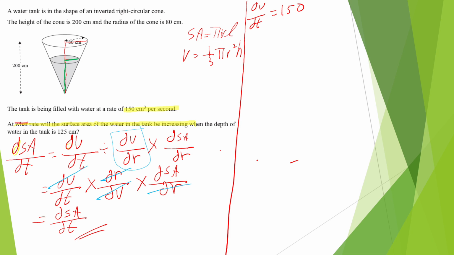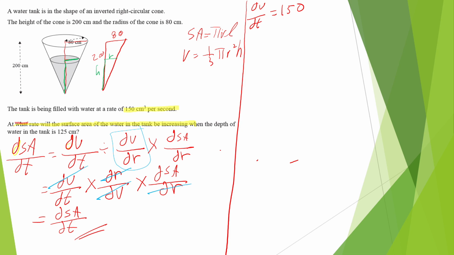So the only thing is similar triangles. Why similar triangles? Because that big triangle, the red one, I have the equations for 80 and 200. But that green triangle, the small one, this is my water triangle. So this is my H and this is my R for the water. Okay, so therefore you're going to use that similar triangle ratio.